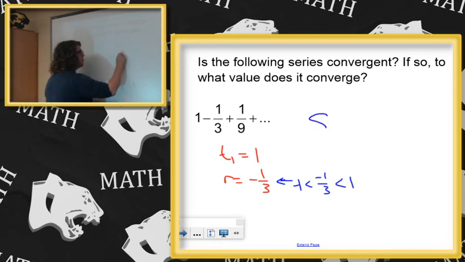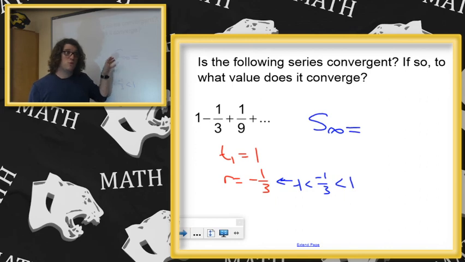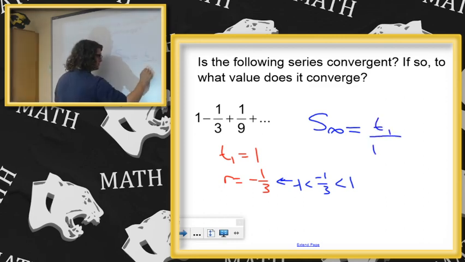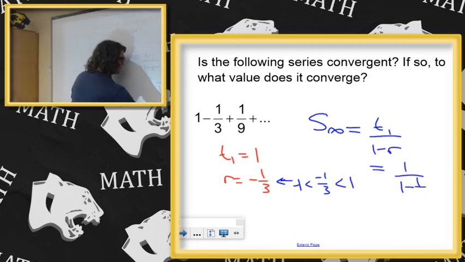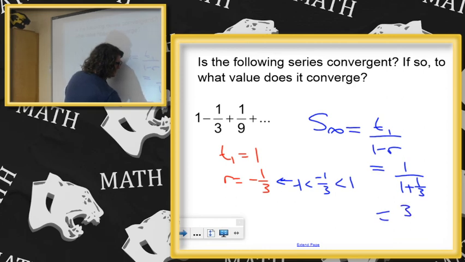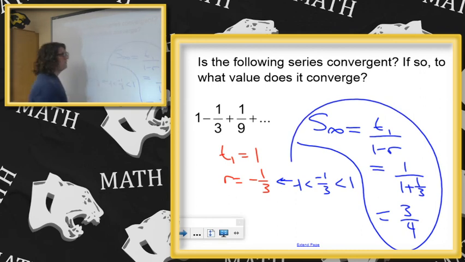Convergent series, we can use this. Don't use this if it's not convergent. This will give you a number, but that number is wrong. So maybe I'll show you an example of that in just a moment. So this is T1 over 1 minus r, which in our case is 1 over 1 minus r. R is negative 1/3, so it's minus negative 1/3, which is plus a third. That's 4/3 in the denominator, same thing as 3/4, so there you go. This gives us a sum of 3/4.